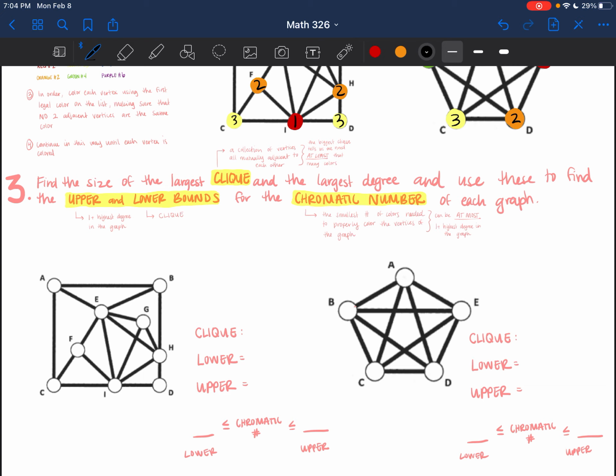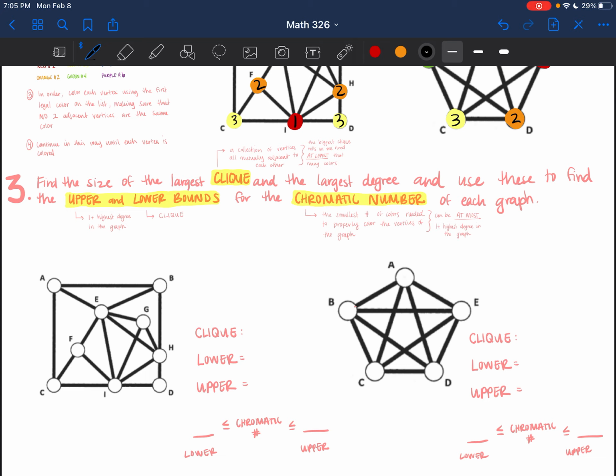And question number 3 is different than questions 1 and 2. It's asking us to find the size of the largest clique, which is a collection of vertices all mutually adjacent to each other, meaning each vertex is touching all the other vertices. And the largest degree. Find the size of the largest clique and the largest degree, and use these to find the upper and lower bounds for the chromatic number of each graph.